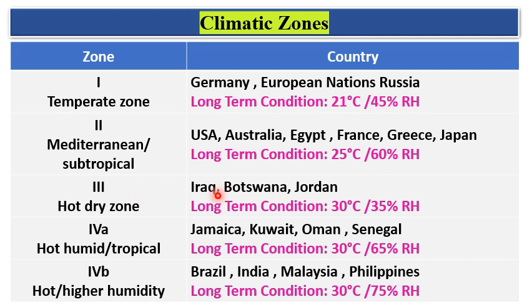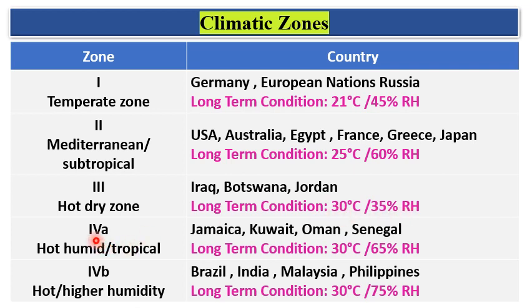Then coming to zone 3, a very limited number of countries are listed, which is the hot and dry zone, and the countries are Iraq, Jordan, Botswana. Long term conditions are 30 degrees and 35% RH. So here temperature is more and humidity is less because this is the hot and dry zone. Please remember this terminology: hot and dry zone, here temperature is more and RH is less.